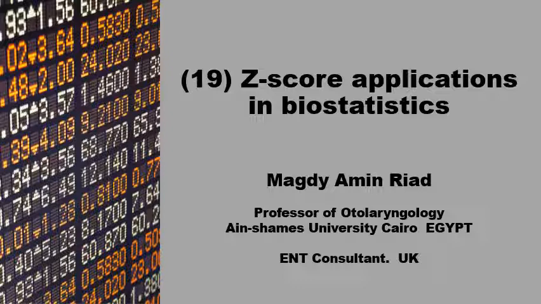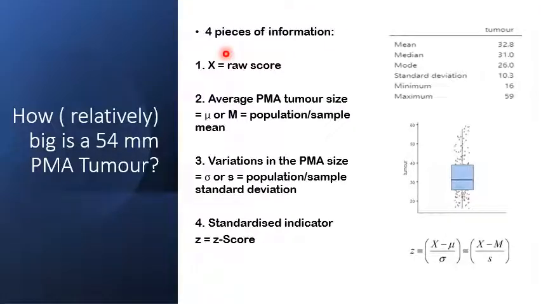Z-score is a way of standardizing results, measurements, or data in relation to the bigger picture. This has several applications in biostatistics. We start with a real-life example. This is a tumor, a certain tumor, pleomorphic adenoma of the parotid, measuring 54 millimeters in diameter. How relatively big is it in relation to the bigger picture?